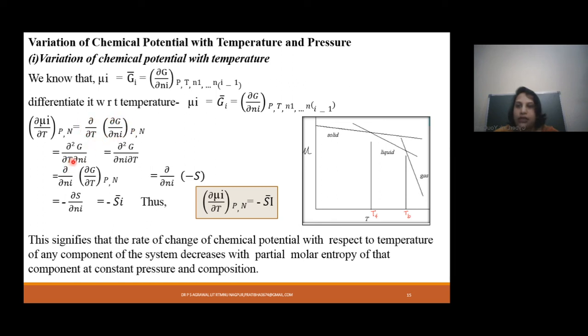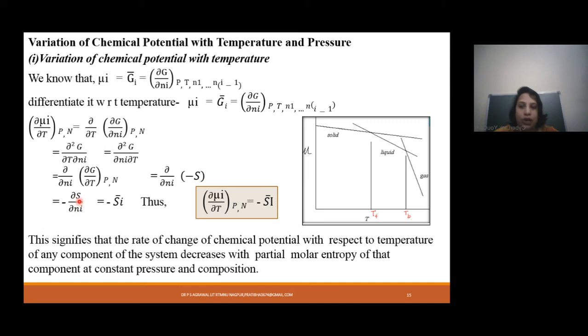We can exchange these terms and we get del Ni by del T. Again, if we separate it, we get one term, del G by del T, which we have just seen is minus S. That means we are getting minus del S by del Ni. What is this? It is the change in entropy of the system with the change in one of the constituents.